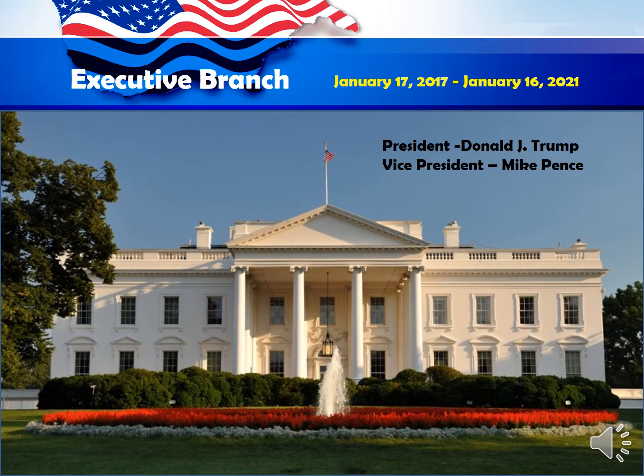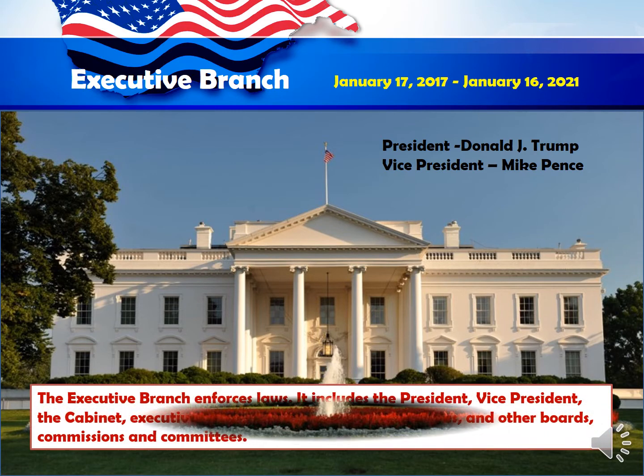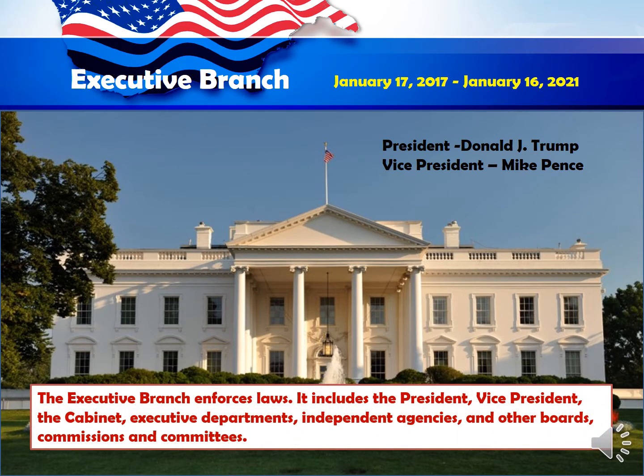The next branch of government is the executive branch. The executive branch enforces laws. It includes the president, vice president, the cabinet, executive departments, independent agencies, and other boards, commissions, and committees. And as you can see, this is a picture of the White House in Washington, D.C., which is where the president lives and works out of. Our president is Donald J. Trump, and our vice president is Mike Pence.